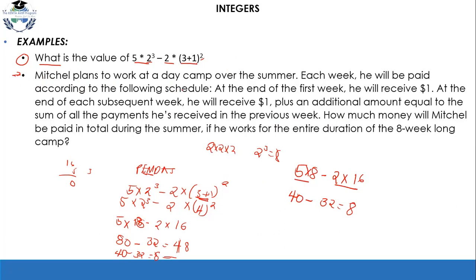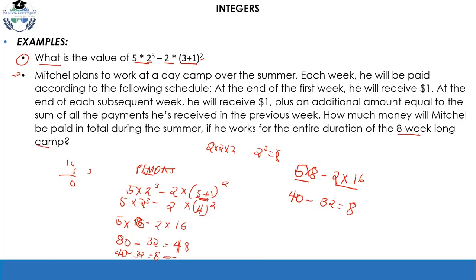Mitchell plans to work at a day camp over the summer. Each week, he will be paid according to the following schedule. At the end of the first week, he will receive $1. At the end of each subsequent week, he will receive $1 plus an additional amount equal to the sum of all the payments he received in the previous week. How much money will Mitchell be paid in total during the summer if he works for the entire duration of an 8-week long camp? All right, so let me repeat that question.